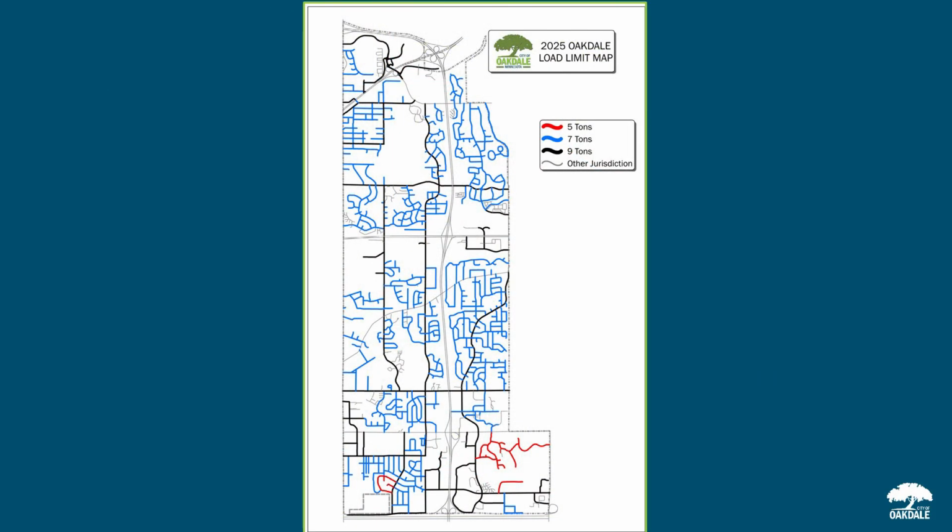This map shows the load limits that we have to impose from March to May of every year to protect our streets. The streets that are in red are the ones that have to be posted 5 tons per axle or less. And that is done to try to preserve the brittle pavement from heavy loads, to try to reduce the amount of cracking and breaking that occurs. As you can see, your neighborhood now is to the point where it's restricted to 5 tons per axle.